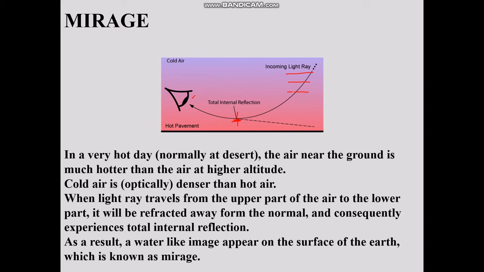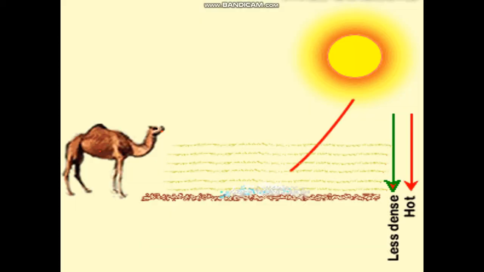As a result, a water-like image appears on the surface of the earth, which is known as mirage. Now see, this is a desert region and you can find that there's a light coming from the sun. It is falling on different layers of the atmosphere, and it suffers total internal reflection at this place. And to a person here, there's a camel being shown. If there's a person standing over here, it seems to be shining and it will appear to be like water. This phenomenon is known as mirage.